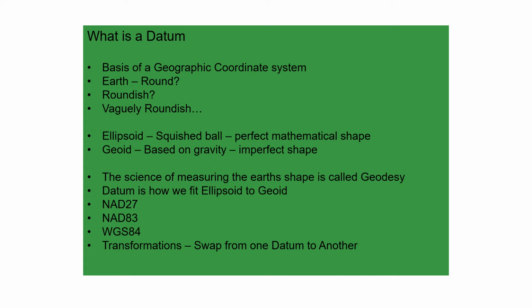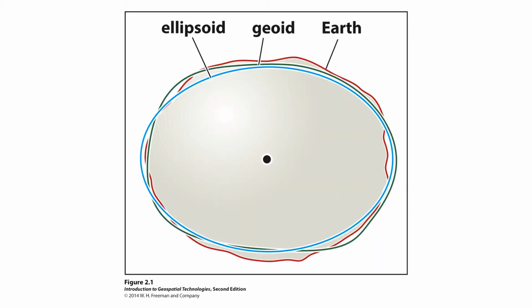An ellipsoid is still a perfect mathematical shape, so we can use it. But first we have to look at the geoid, which is this gravity-based surface that we consider the surface of the Earth. And we have to figure out how we can fit that to that ellipsoid. So we move it around and make it fit. Once we make it fit, we call it a datum, because that's what it is. It's an ellipsoid that has been fit to the geoid. There are a couple of really common ones: NAD27, NAD83, and WGS84. Transformations allow you to change from one datum to another.